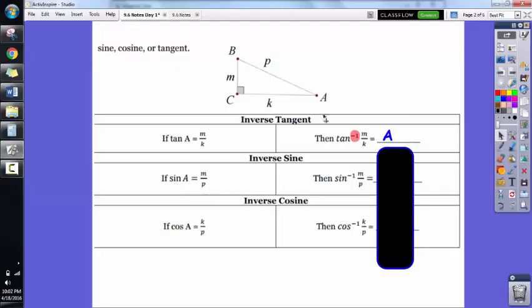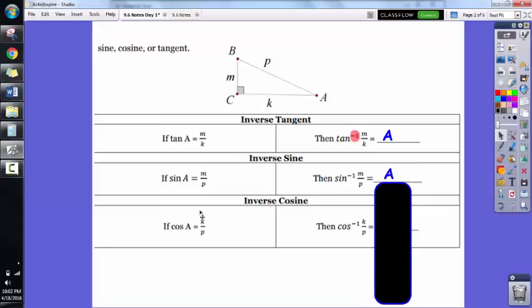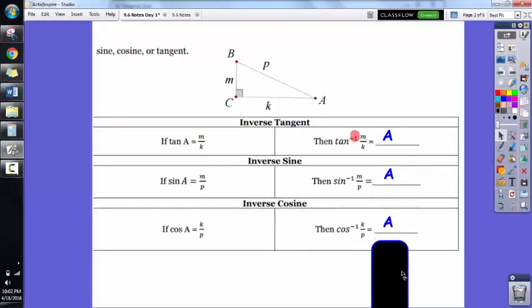If you look at angle A and you have the sine, the opposite over the hypotenuse, m and p, you can take the inverse sine of m divided by p, and that will give you angle A, because we're still talking about angle A here. And if you look at the cosine of A, adjacent over hypotenuse, that would be k over p. If you know those two values, you can take the inverse of whatever k divided by p is, and that will give you angle A as well. So just keep in mind, in order to find missing angles, you must know at least two side lengths.